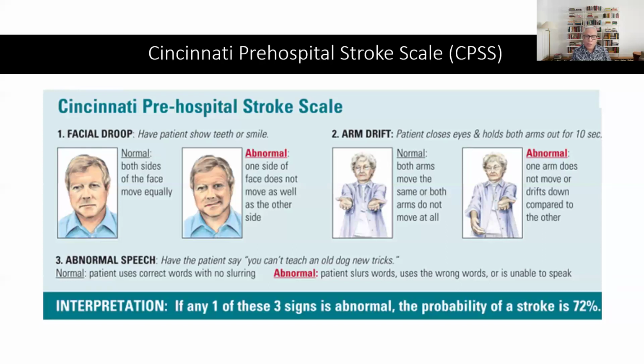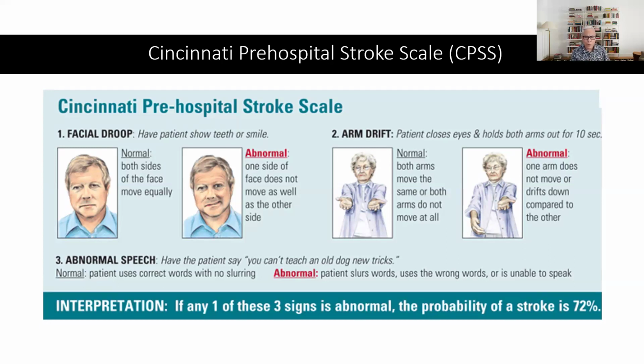Okay, so the first one is going to be your Cincinnati Pre-Hospital Scale. The Cincinnati Pre-Hospital Scale evaluates an individual on 3 areas: face, arm, and speech. So as far as facial droop is concerned, the normal is that both sides of the face move equally. Now, abnormal is going to be when one side of the face doesn't move at all. So have the patients show the teeth or smile in order to assess this.